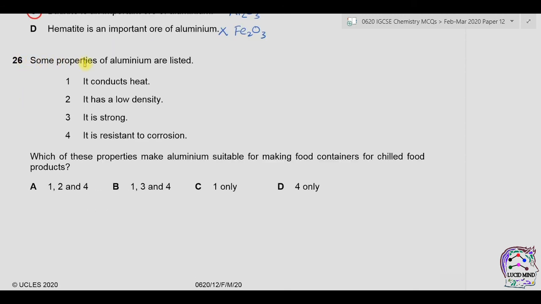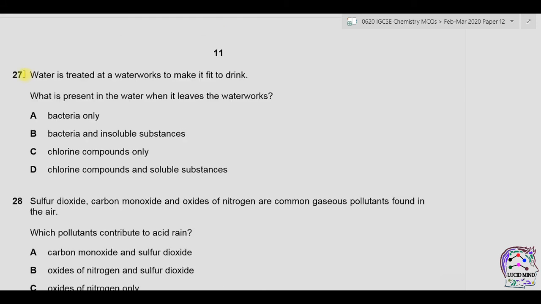Question 26. Some properties of aluminium are listed. Number 1. It conducts heat. Number 2. It has low density. Number 3. It is strong. Number 4. It is resistant to corrosion. All these are correct. Which of these properties make aluminium suitable for making food containers for chilled food products? The only reason for making food containers is actually resistant to corrosion. So therefore only fourth option is correct for this. So answer is D. Question 27.